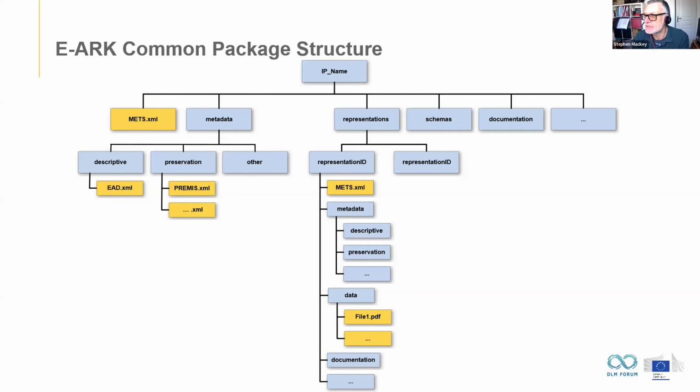So one of the objectives of the E-ARK package is to make this both machine and human readable. And to be human readable, the package really needs to be easy to navigate to find the elements that you're looking for. And I'll just point out a few elements here. You can see that there is a specific folder for metadata, both descriptive and preservation. There is the root METS file, which actually describes the structure and the manifest in the package. We have a folder of schemas.